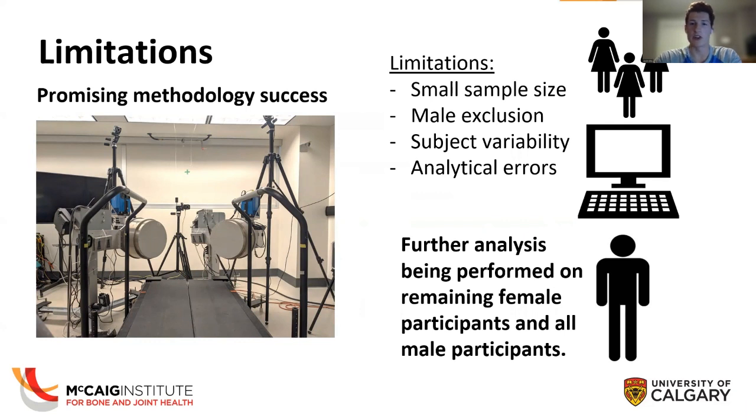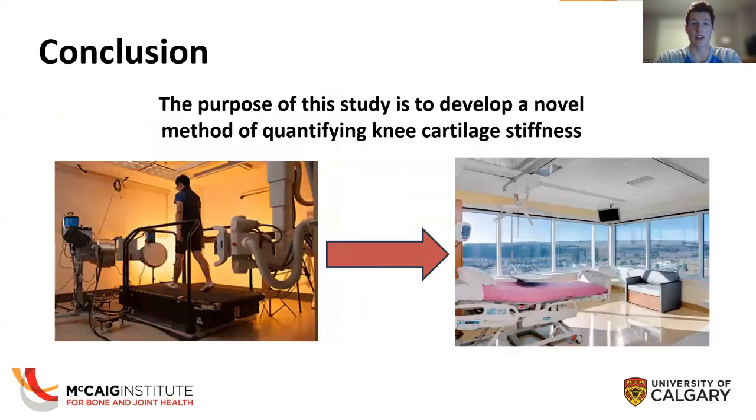Like any study, we could be affected by subject variability and analytical calculation errors. Although we lack enough data to make any significant conclusions, these initial results are promising of a method that can detect differences in knee cartilage stiffness. This study could contribute to the implementation of this method into clinical settings and help improve the quality of life for those susceptible to OA.